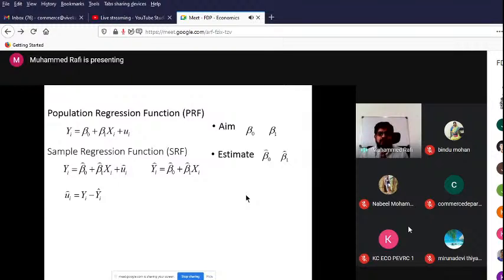So for each observation, say in the earlier example, we have 10 observations. For 10 observations, you have an actual value and you have an estimated value. We are trying to estimate this relationship. So the error term is nothing but the actual value minus the estimated value.